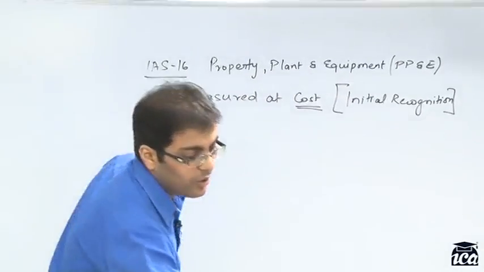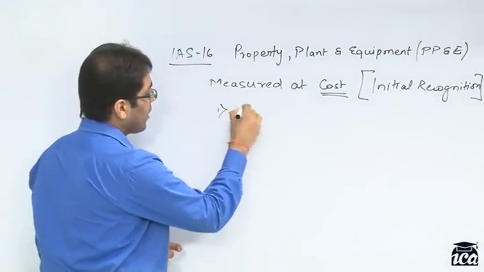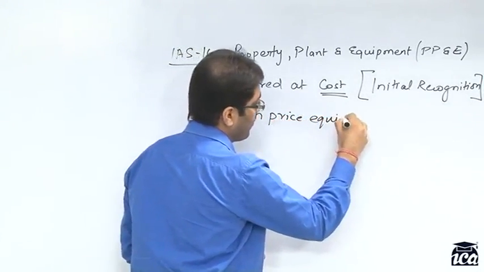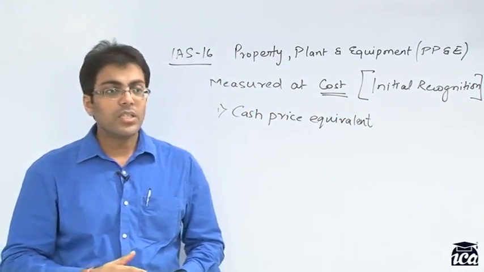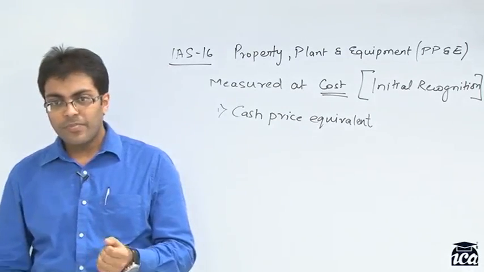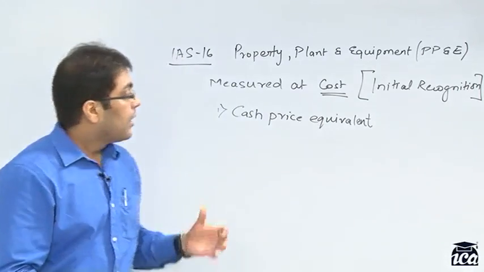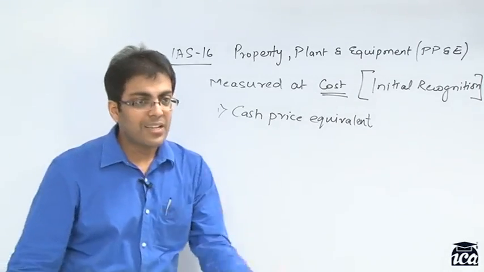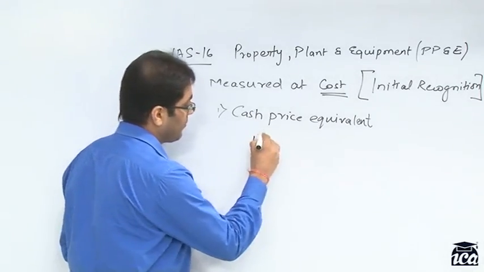There are 2 more things which we need to keep in mind when we are talking about initial cost. Okay? One is, we are talking about a cash price equivalent. So let's say if I bought the car today, the car's value is, let's say, 5 lakh rupees. But at the same time, I am not paying that 5 lakh rupees today. I am saying I will pay 6 lakh rupees, but I will pay it next year. That is, the payment is deferred.